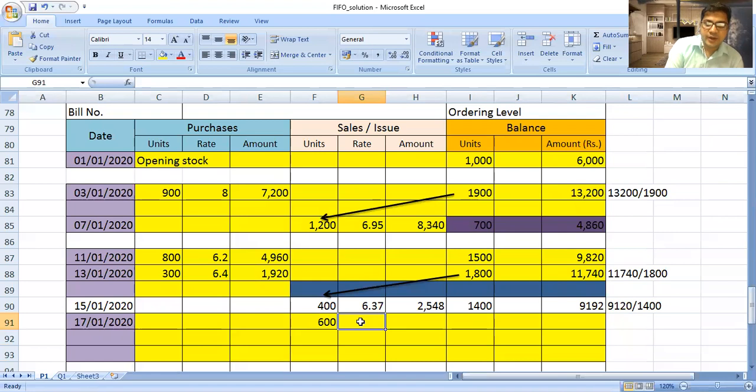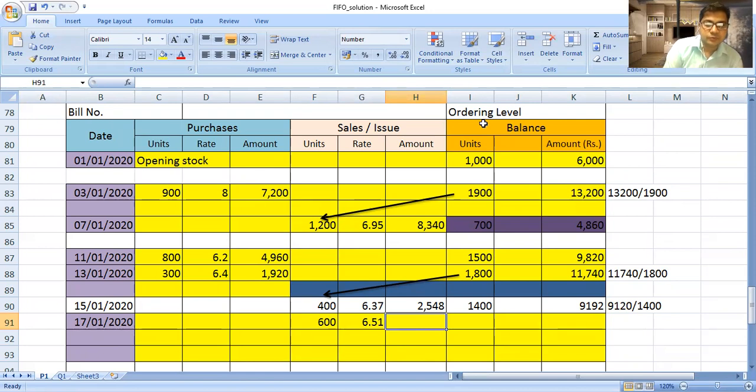9120 divided by 1400. The rate will be 6.51. Now we have to multiply this, 600 into 6.51. How much did you get? Yes, Krutika, Kaustubh got the same, 6.51.